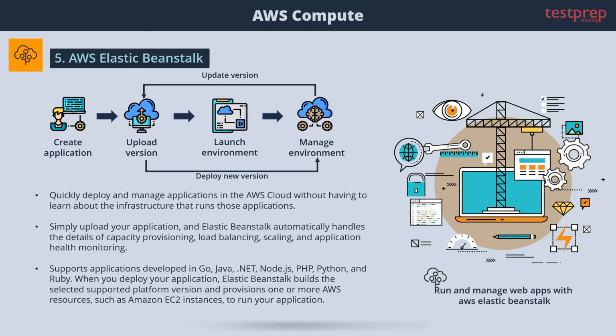When you deploy your application, Elastic Beanstalk builds the selected, supported platform version, and provisions one or more AWS resources, such as Amazon EC2 instances, to run your application.